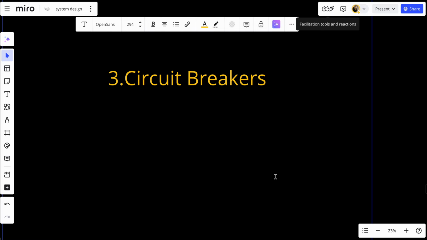Another important technique for fault tolerance is using circuit breakers. A circuit breaker monitors interactions between services, and when a service is failing or overloaded, it stops sending requests to that service. This prevents a cascading failure from affecting other parts of the system. For instance, in a microservice architecture, if one service starts to fail, the circuit breaker can isolate it and prevent it from affecting the performance of other services, allowing the system to remain functional.